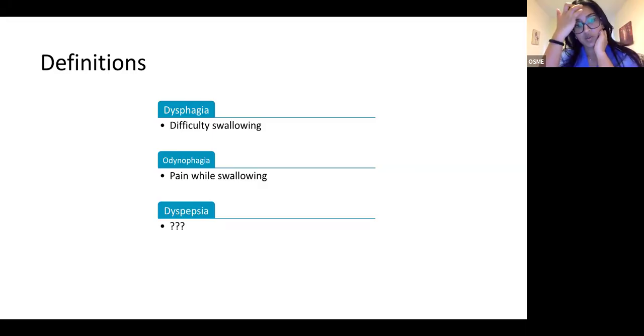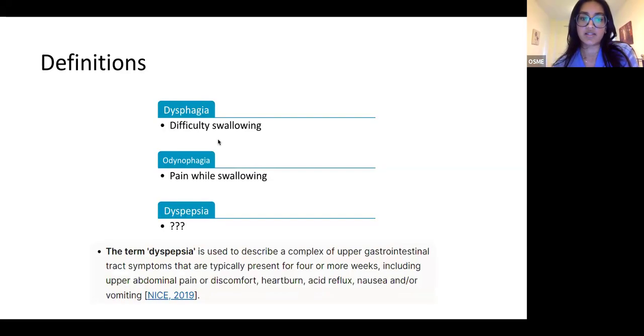And I remember I was quite confused between dysphagia and what dyspepsia actually was, because I feel like they use it for everything. So dysphagia is difficulty swallowing, and that's quite a specific definition. Odynophagia is pain while swallowing, also quite specific, whereas dyspepsia is quite a broad definition, and it's used to describe a complex of upper GI symptoms, and they are normally present for 4 or more weeks, making them quite chronic.